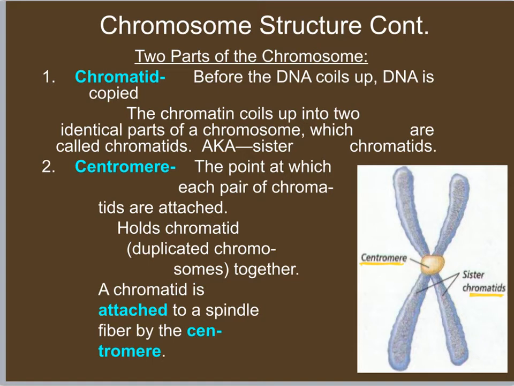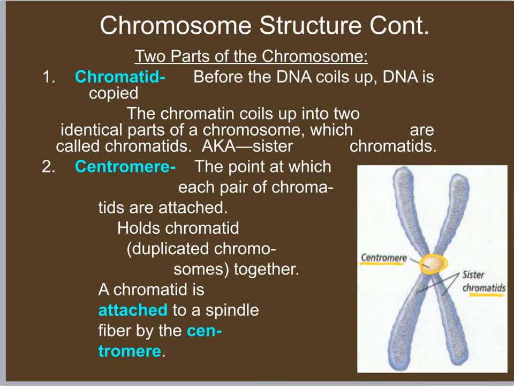The chromatin, like I said, is going to coil up into two identical parts of the chromosome, and that's called the sister chromatids. So like I said, they're going to be identical. So it's going to have two of your eyesight genes maybe, or two of your hair color genes. Anyway, the centromere is where the chromatids are attached. That's just that central portion where the chromatids are attached.